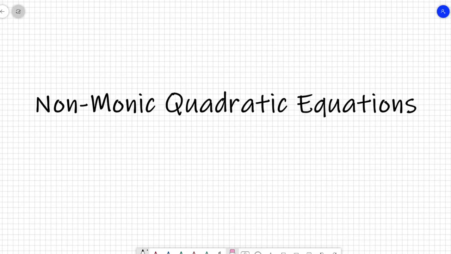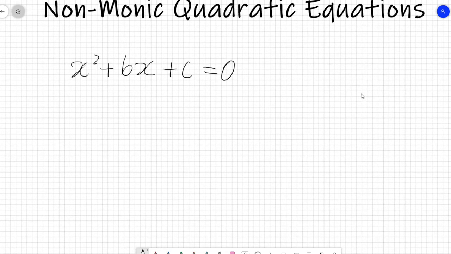Hi everyone, today we are going to have a look at non-monic quadratic equations. So it's one level above what we did previously. Last time we looked at the quadratic equation in the form of x squared plus bx plus c equals 0. And today we'll move on to a more general formulation. So you can no longer take for granted that the lead coefficient equals 1, so it can be any arbitrary number. And in today's case, it will mostly be larger than 1. This is what we're going to work with.